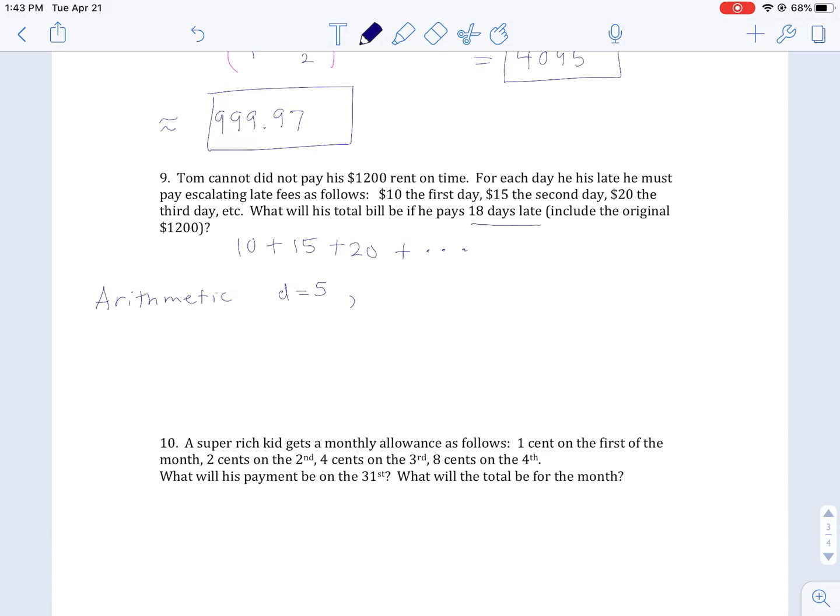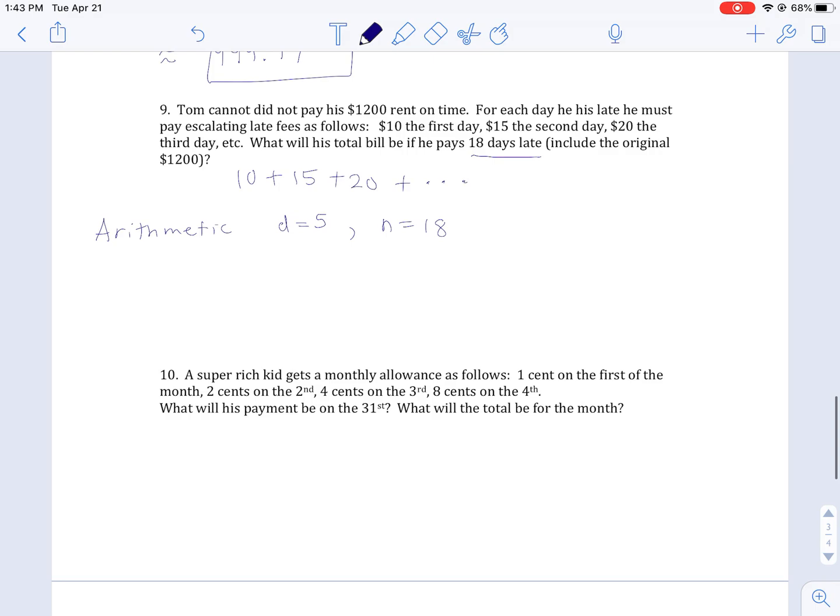And they want to know if he's 18 days late. So he gets charged 18 of these late fees. So we want to know, what does this add up to? And we have this formula. You can use either one. I'm going to use the second formula for the arithmetic. It's n times the quantity double that first term plus the common difference times n minus 1, and I'm dividing the whole thing by 2.